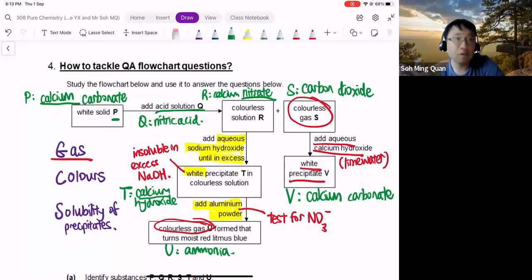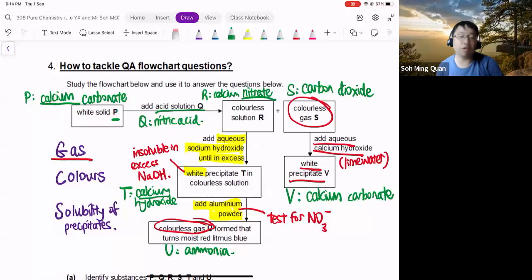So the trick is to use the GCS: good chemistry students use gas, color, solubility of precipitates to solve the flowchart. And the next trick is narrow down the possibilities. Do not broaden. Do not start thinking of other things that are not there. And we are not going to torture you. If it's nitrate throughout, if it's calcium throughout, it's not going to suddenly change.